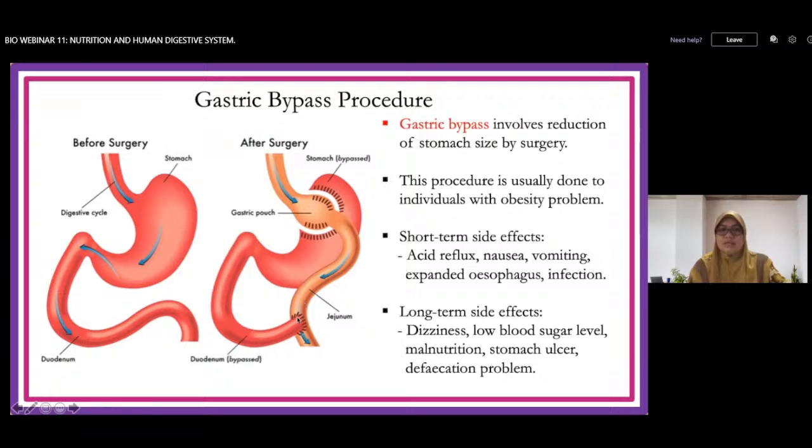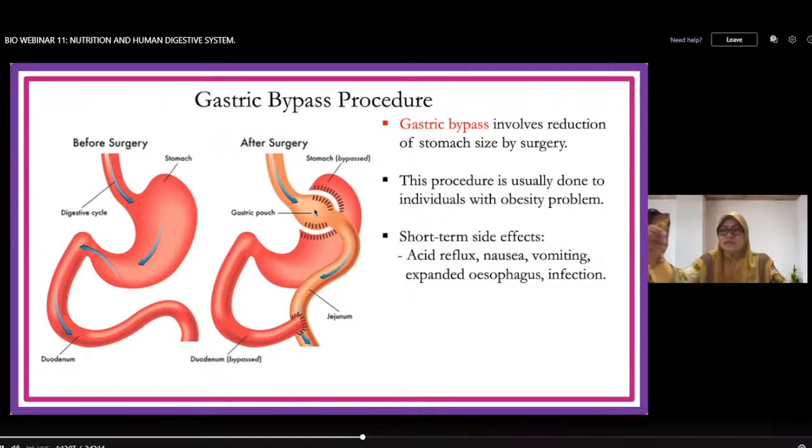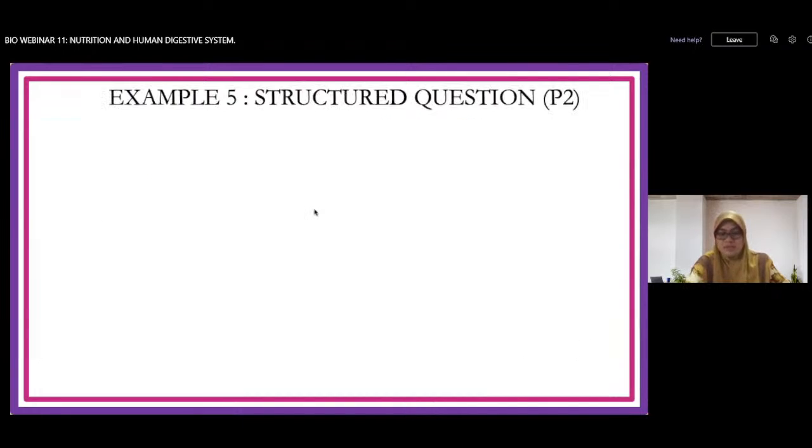intestine. Dia buat shortcut. So bila makanan masuk dekat perut tu sikit, dia absorb sikit lah. Dengan cara tu kalori makanan sikit, menyebabkan dia makan sikit, kurus lah macam tu. Long term tadi cikgu dah explain dizziness, pening, loya, low blood sugar level, malnutrition, dan sebagainya.